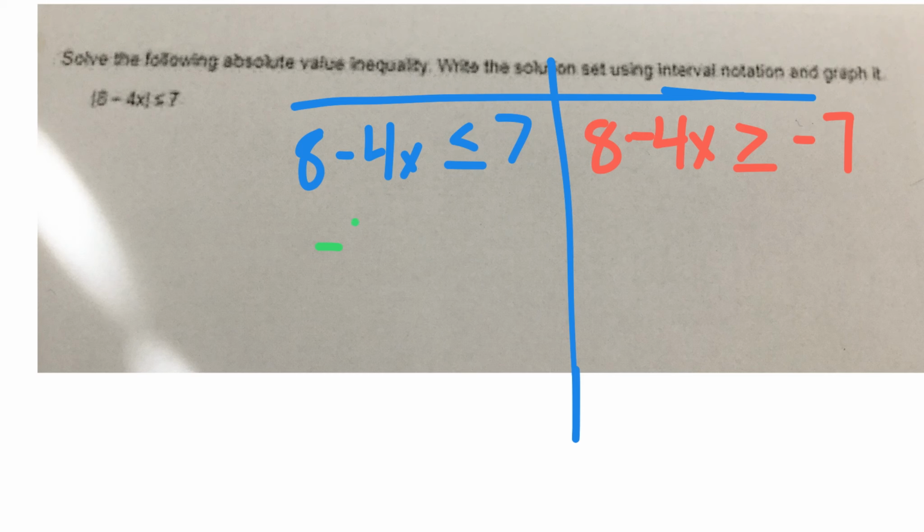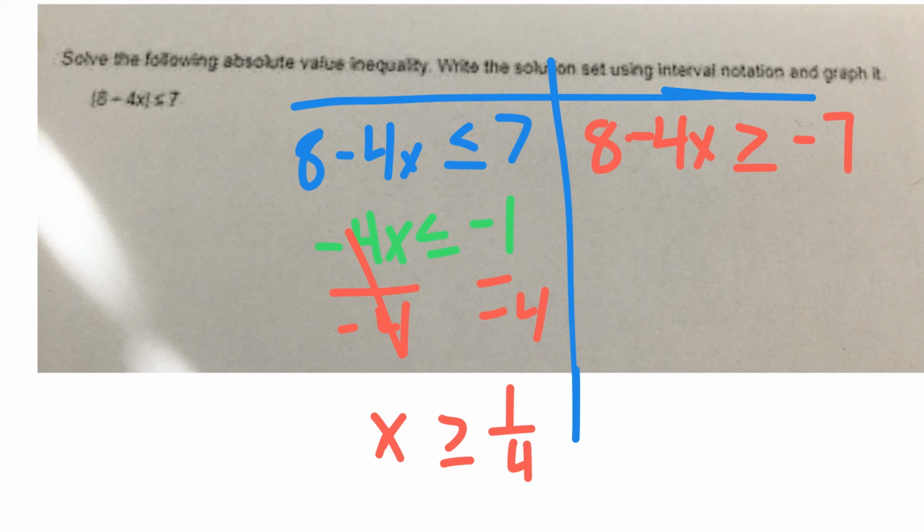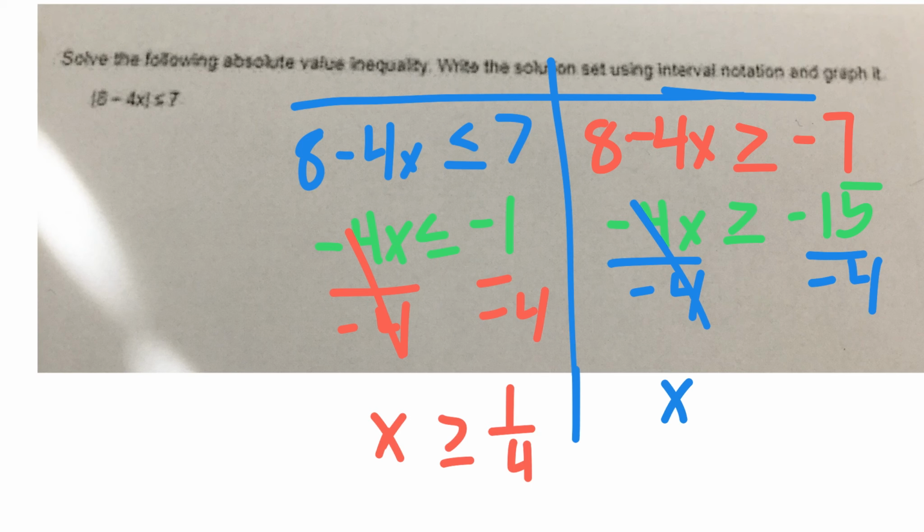And then we solve. So negative 4x is less than or equal to negative 1. I divide by negative 4. That tells me x is greater than or equal to 1/4. And I have to flip the inequality because I divided by a negative. Then over here I'm going to get rid of the 8. It's going to become negative. So negative 8 minus 7 is negative 15. Now I need to divide by negative 4. That tells me x is less than or equal to 15/4.